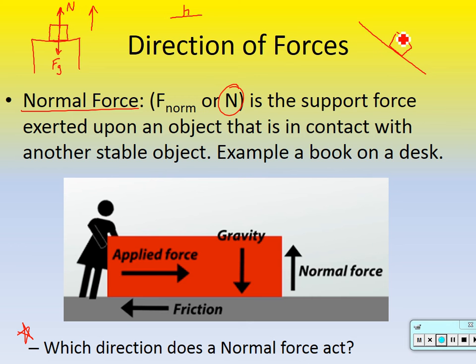Now let's draw force of gravity. Force of gravity is going where? Straight down. Where would normal force point? Perpendicular to the surface. So in this case, it's going this way. So again, the normal force, the direction can change. It's perpendicular to the surface that it's on.